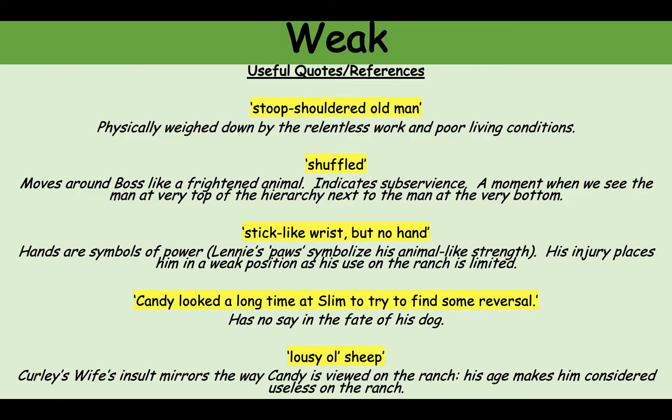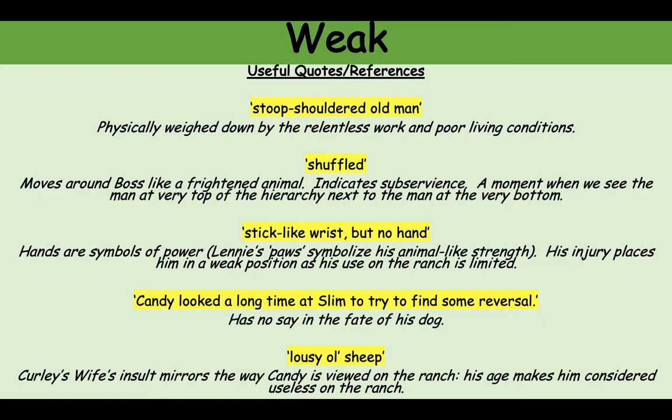Look at the way he moves around the boss. He shuffles. So he moves around almost like a frightened animal, and that indicates subservience. And this is really an important moment when we see the man at the very top of the hierarchy next to the man at the very bottom. And we're very much reminded that there is a very clear hierarchy on this ranch. And that actually represents society at large in 1930s USA as well. And we'll come back to that a little bit later when we look at context.